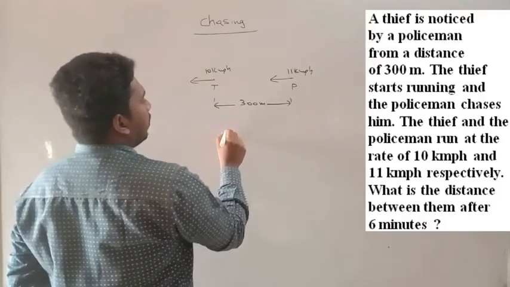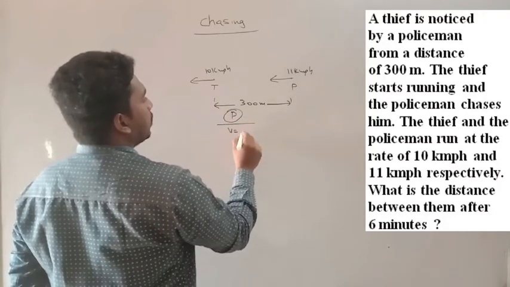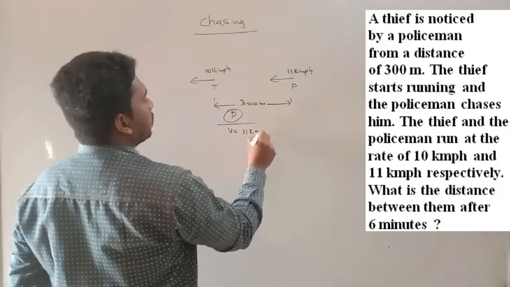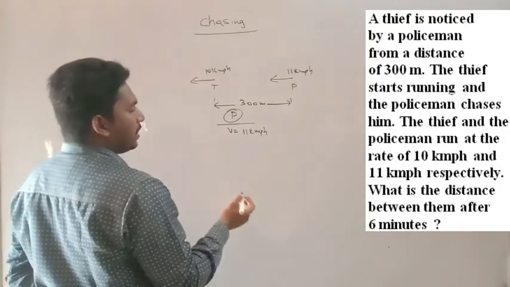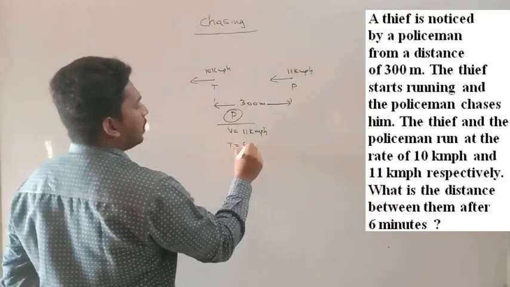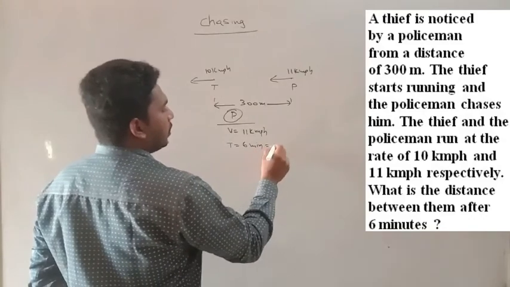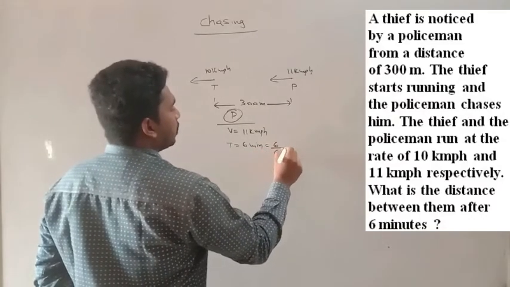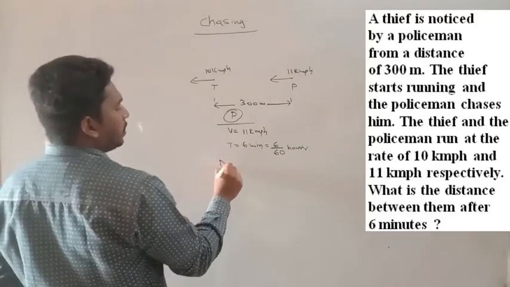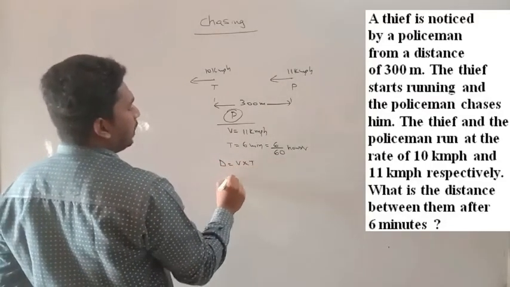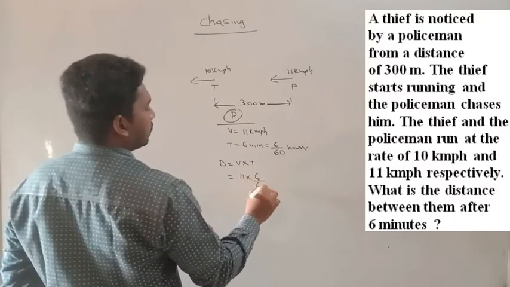The velocity of the policeman is how much? 11 kilometers per hour, right? So now what will be the distance traveled in 6 minutes? You know the time, that is 6 minutes. You can convert this into hours, 6 by 60 hours. And what is the distance? Simply, distance is equal to velocity into time, right? So now it is 11 into 6 by 60.